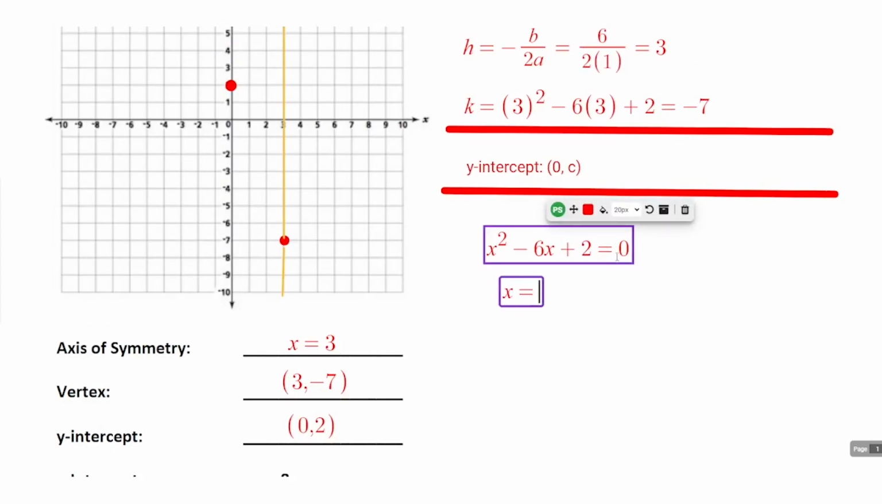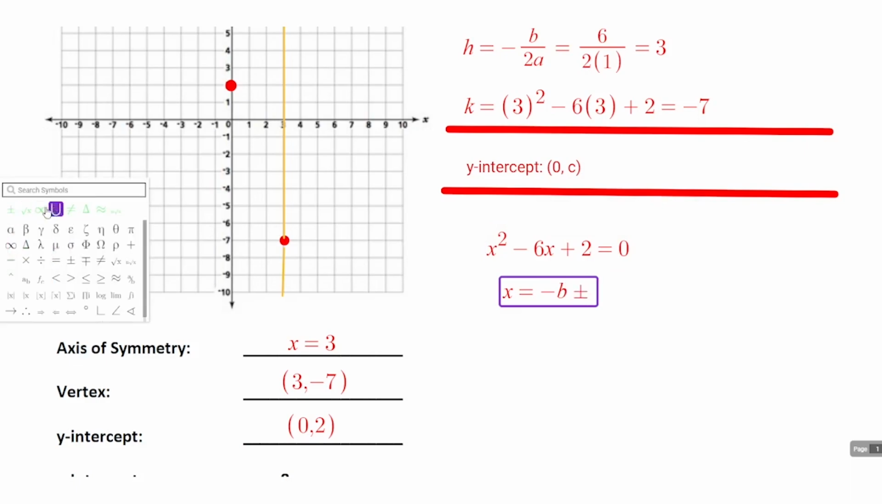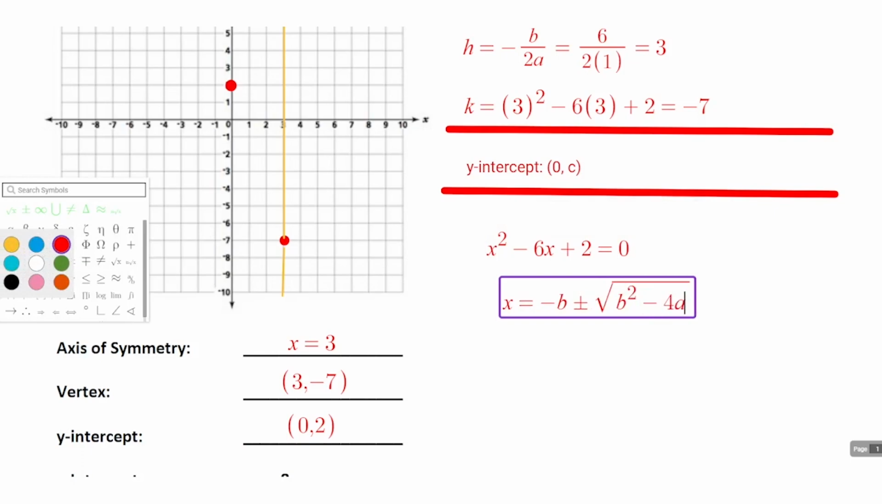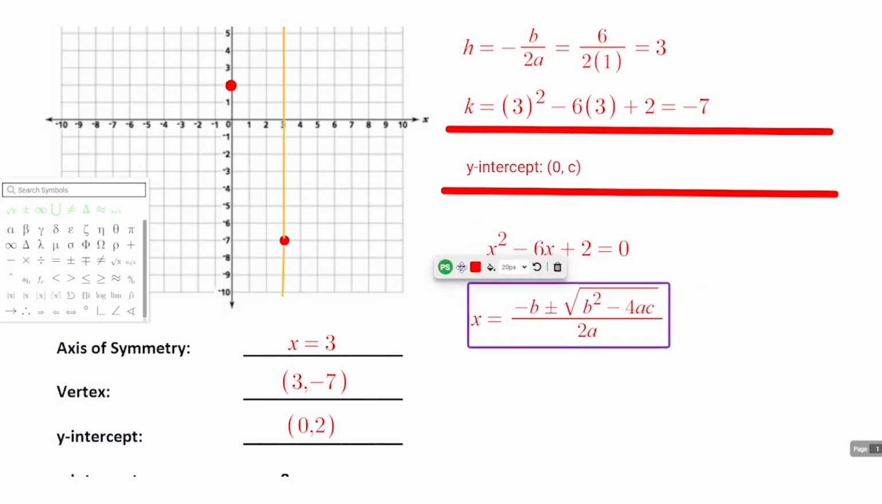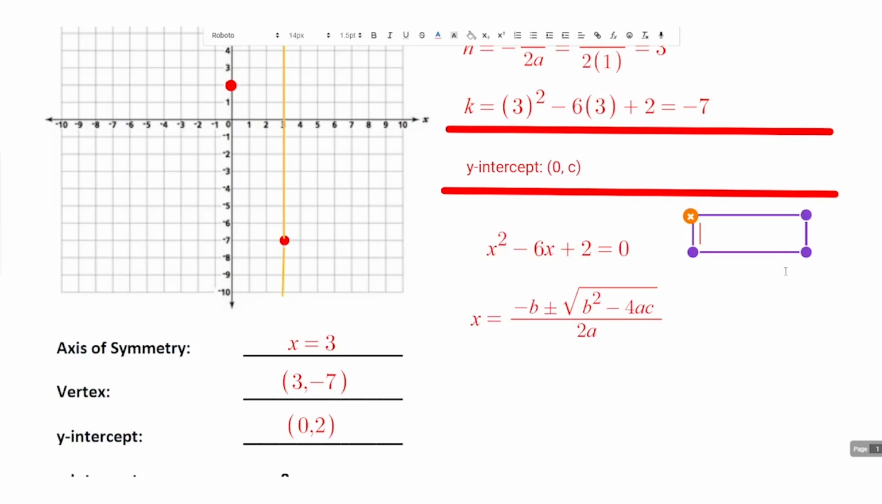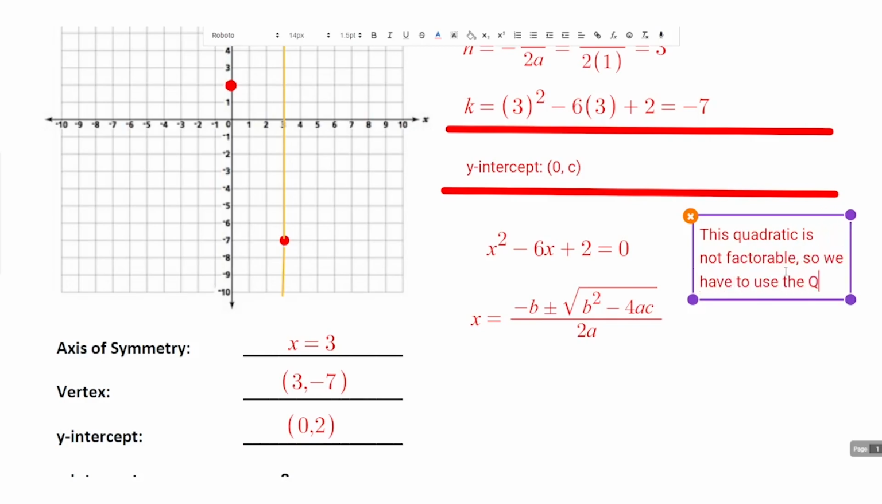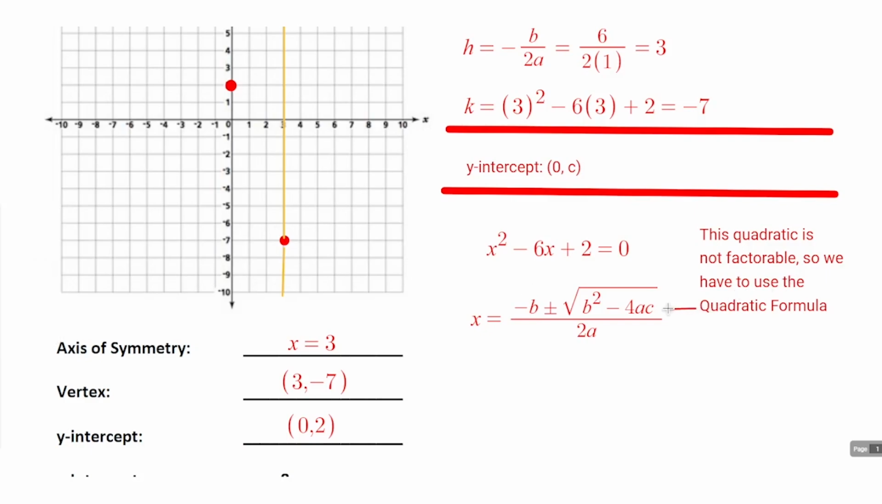So we got x equals negative b plus or minus square root of b squared minus 4ac, all divided by 2a. I'll make a little note here, so if you're looking back at this, you can kind of see what we did and why we did it. This quadratic is unfortunately not factorable. So we have to use the quadratic formula. Which of course is this formula right here.